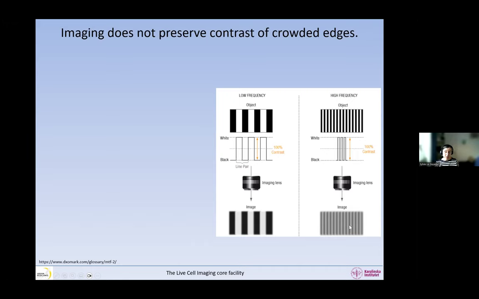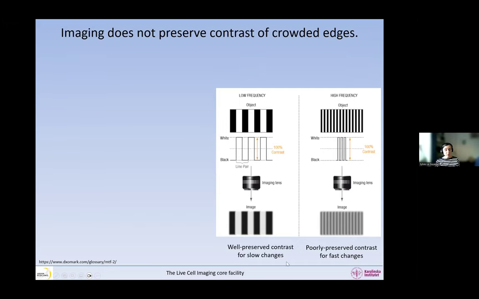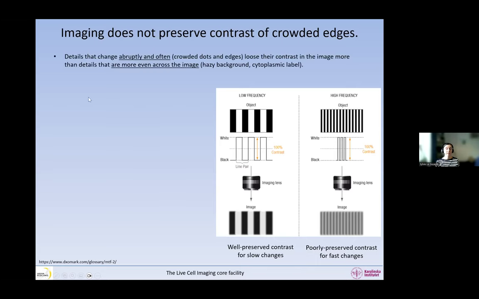You can see here that the contrast between the black and the white is a lot lower than the contrast between the black and the white here. So unfortunately, when we image, we lose the contrast of these fast changes faster than the slow changes, and that will reduce our contrast. So this is a well-preserved contrast for slow changes and poorly preserved contrast for fast changes in the sample.